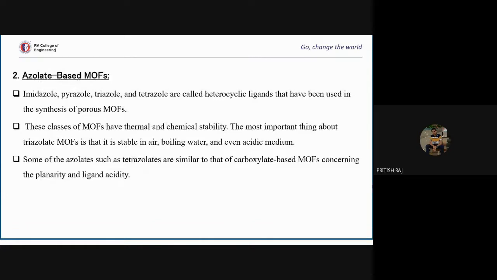Next slide. Now we will learn about azolate-based MOFs. So imidazole, pyrazole, triazole, and tetrazole are heterocyclic ligands that are used in the synthesis of porous MOFs, and these are used as ligands for metals. These classes of MOFs have thermal and chemical stability. The most important thing about these MOFs is that they are stable in air, boiling water, and even acidic medium. Here I will focus on two types of triazoles, namely 1,2,3 triazole and 1,2,4 triazole, because these triazoles differ in the position of the N, that is nitrogen, on the rings. Next slide, please.